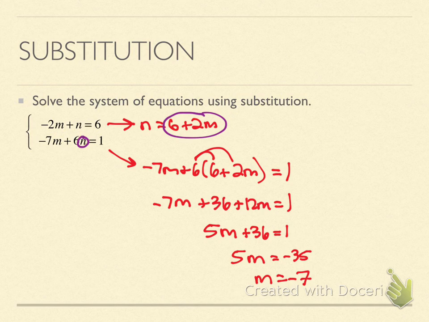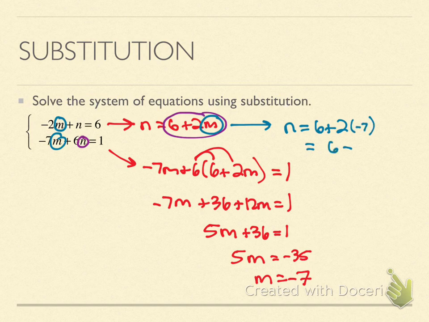To figure out what n equals, I have to take negative 7 and plug it in for m somewhere. I can plug it into this equation. I can plug it into this equation. Or what I prefer to do is plug it in this equation because I already have n isolated. So that's what I'm going to do. N equals 6 plus 2, and then we figured out that m is negative 7. Well, that's 6 minus 14, which would be negative 8. So final answer in purple here now, we have m equals negative 7. We have n equals negative 8.